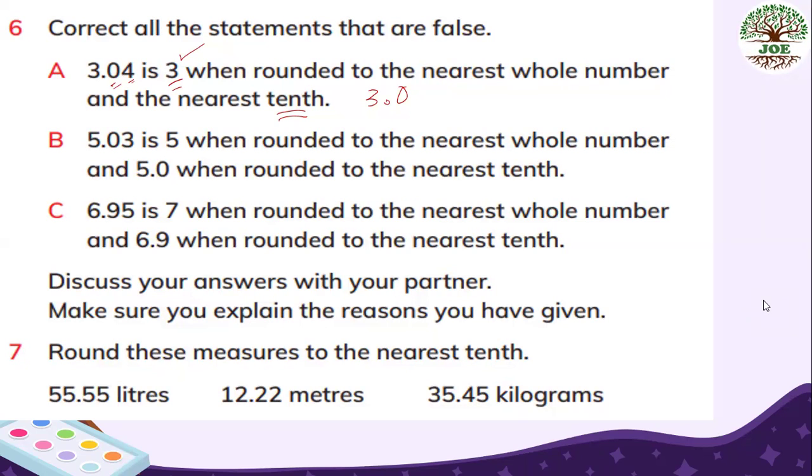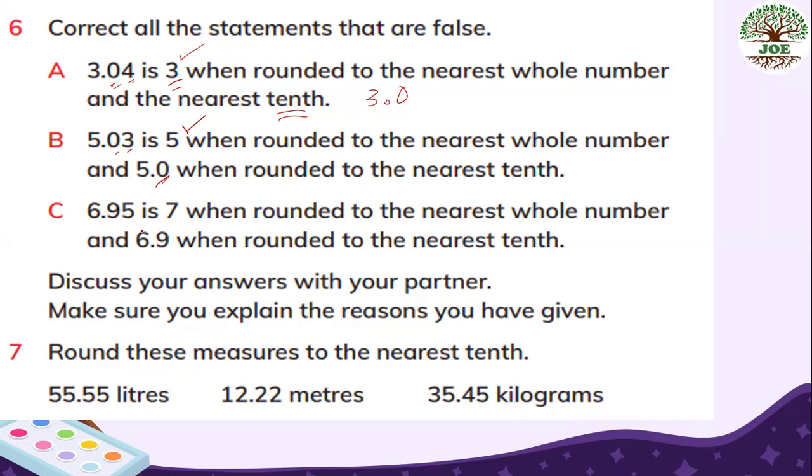For part B, 5.03 is 5 when rounded to the nearest whole number. So our tenth is 0, so 5 is correct. And 5.0 when rounded to the nearest tenth. So our hundredth is 0, so this must be 5.0. Okay, both statements are correct for part B.